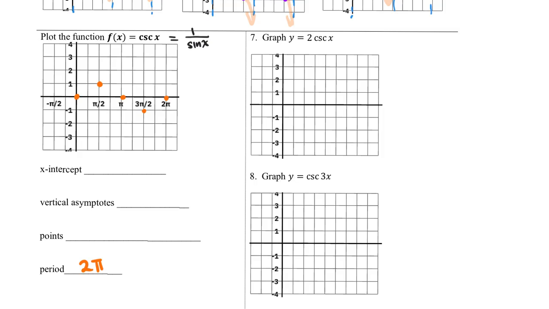Okay, now I don't want to graph sine. I want to graph cosecant. So I'm going to think about these points here. The sine of 0 is 0, but I'm doing the reciprocal. So if I flip it, I get 1 divided by 0. 1 divided by 0 is undefined, so there's an asymptote here.